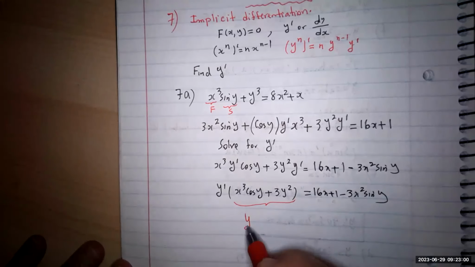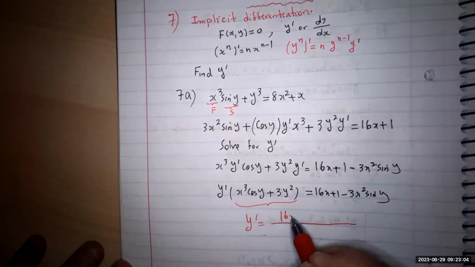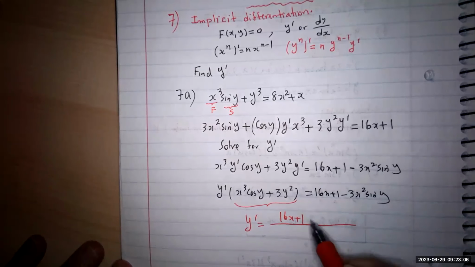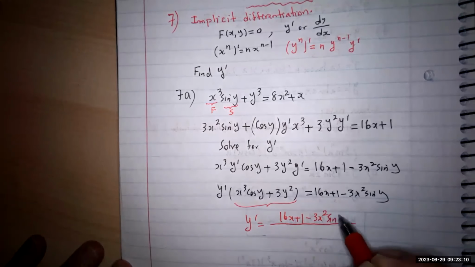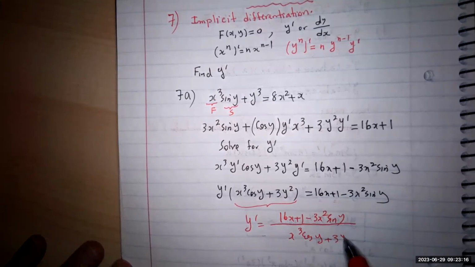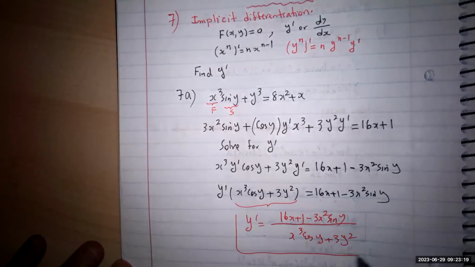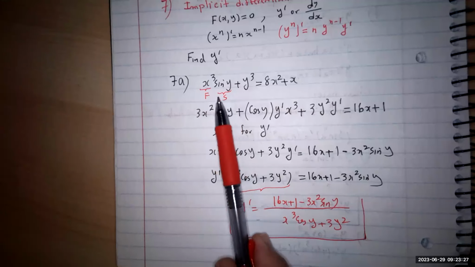So y prime is going to be equal to, on the other side, 16x plus 1 minus 3x squared sine of y. And on this side, we get x cubed cosine of y plus 3y squared. So that would be the final answer. Any question? Be careful about the sign.